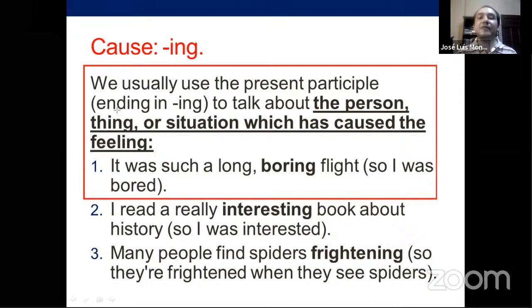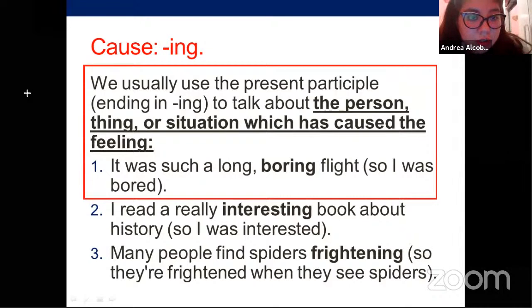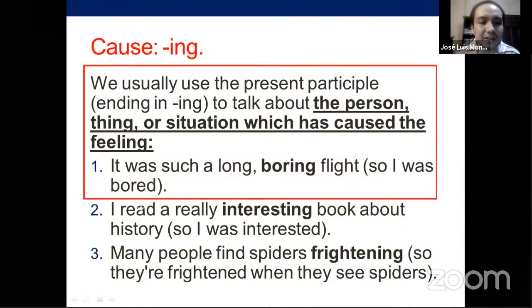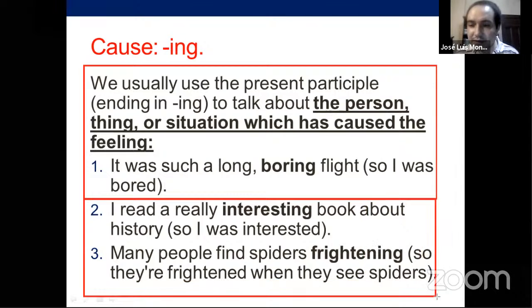We're going to read this part, please. Andrea, the definition and the first example, please. Okay, ING. We usually use the present participle ending in ING to talk about the person, thing, or situation which has caused the feeling. For example: it was such a long, boring flight, so I was bored. Thank you very much.